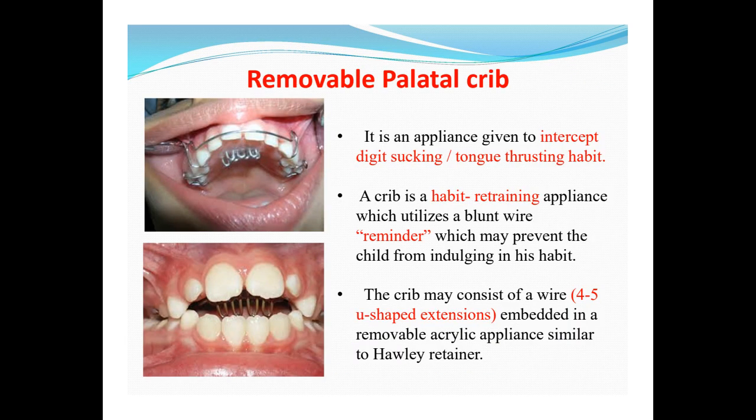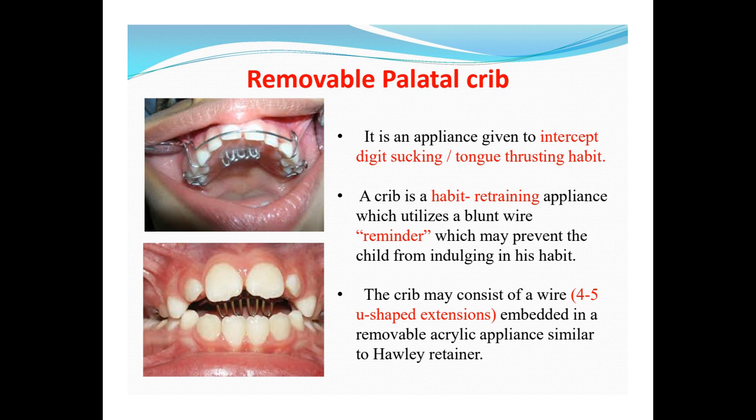Next is the removable palatal crib. So what do you see in this picture? It is a basic Hawley appliance where you have something called a palatal crib. Crib means fence. This is an appliance given for stopping tongue thrusting or thumb sucking habit. A very commonly seen habit is thumb sucking or tongue thrusting. Tongue thrusting means the child puts the tongue forward while talking, while eating. So it results in anterior open bite. So you can give this habit retraining appliance.